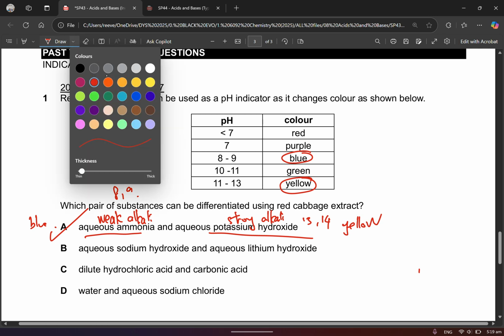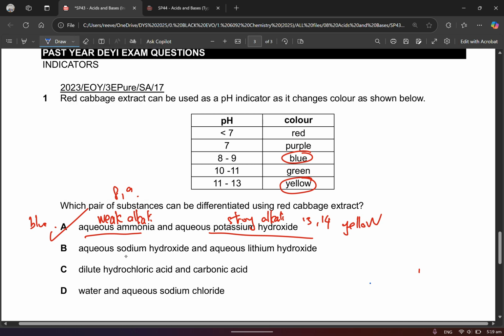Okay, let's look at the others. Sodium hydroxide and lithium hydroxide. Both of them are strong alkali. How do I know? Because they are group 1 hydroxides. Okay, this is a good one. This is also a good one. They are both strong alkalis.